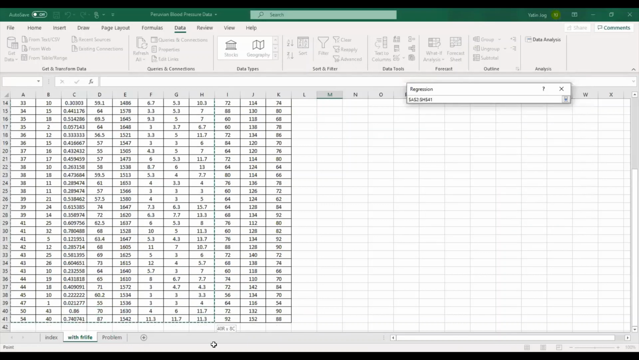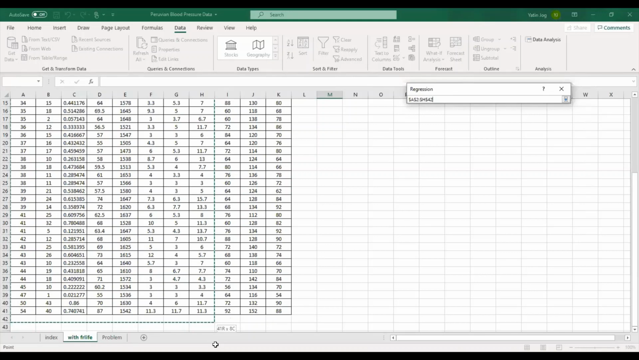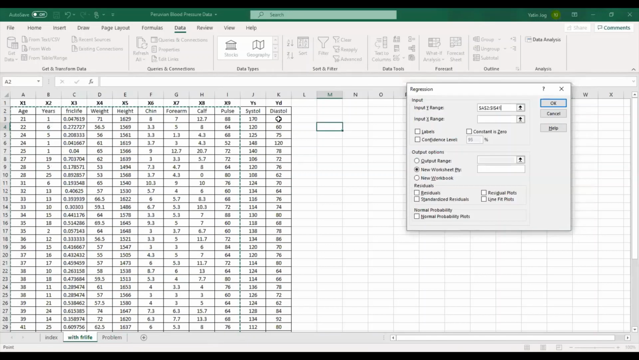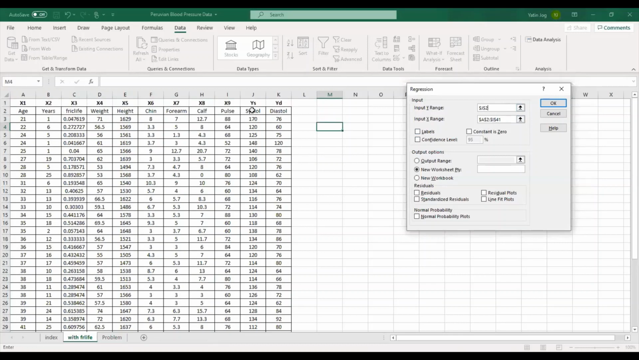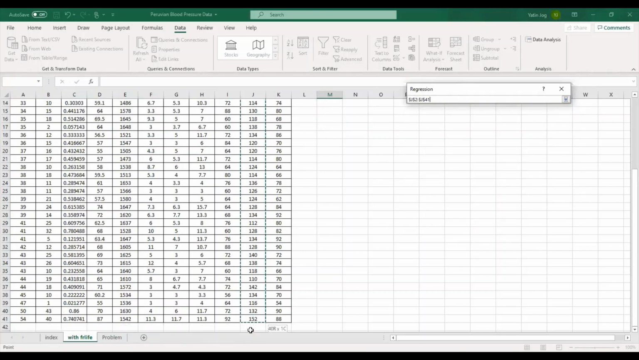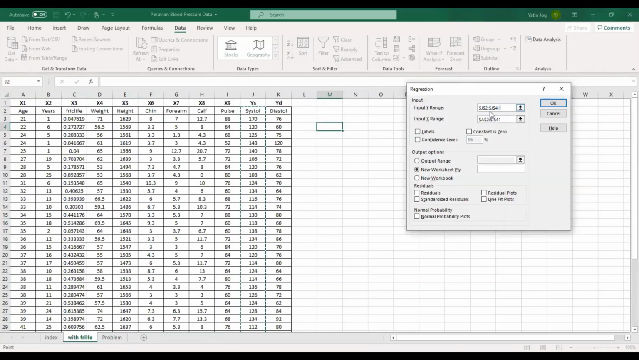So I'll consider all the independent variables as part of the data model, from X1 to X9. And as Y, I'll consider only systolic blood pressure. So I'll consider this Y as my systolic blood pressure. I have given the Y values, and I have given the X values.